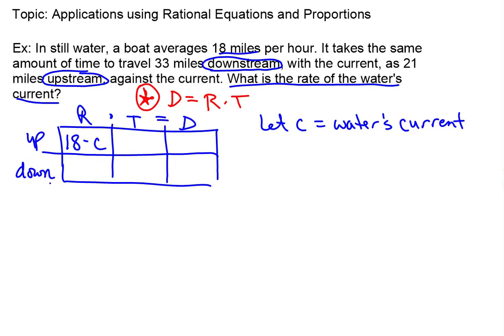Of course, downstream, which is with the current pushing you. So you could say 18 plus c. You're adding the speed of the current to the speed of the boat, which is the 18. All right, so we have our rate table cells filled out, I guess you could say. Now let's move on to what else this problem gives us.